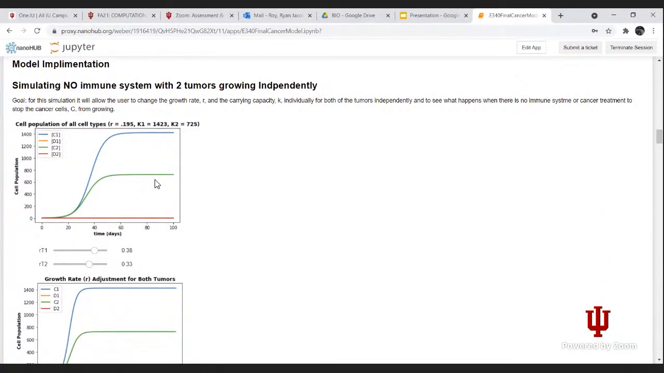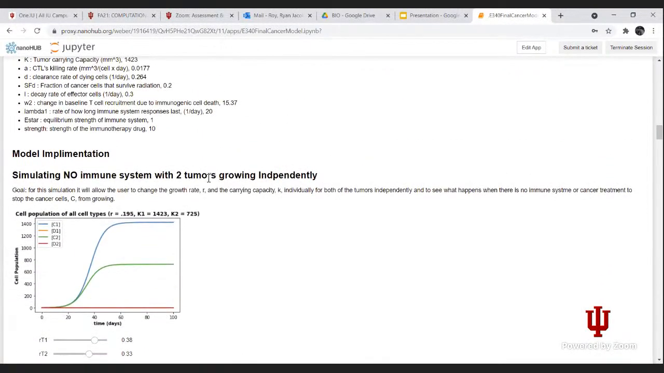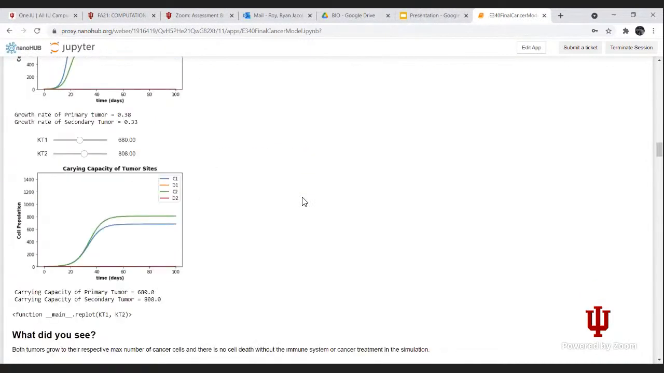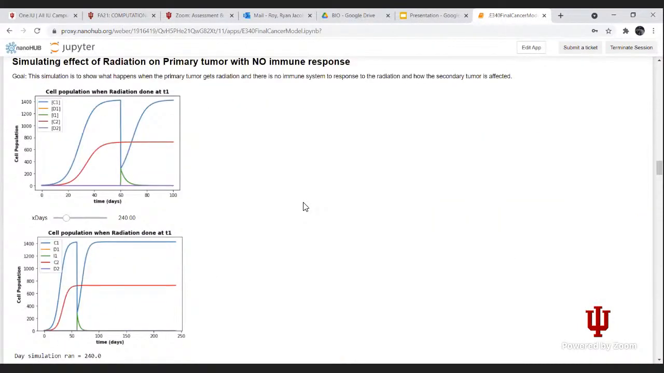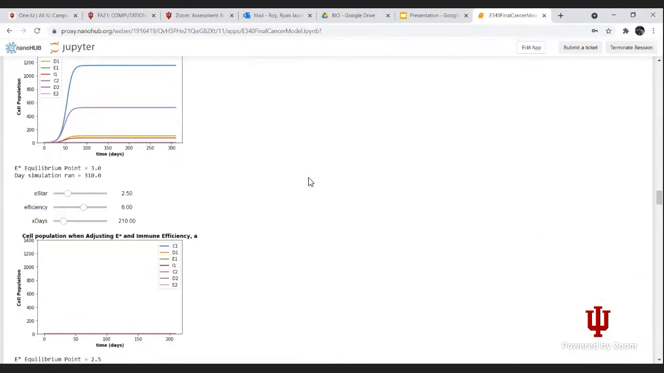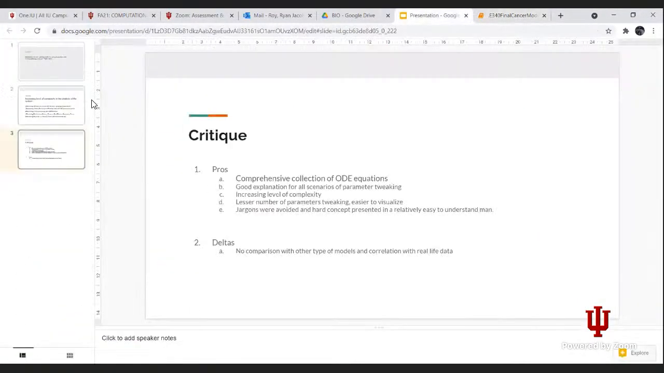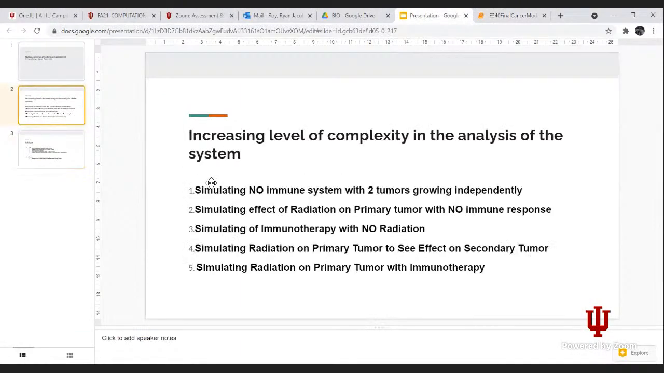Okay, so this entire experiment is structured in such a way that there's an increasing level of complexity, and there are five levels of complexity to be precise. First, they simulate an immune system with two tumors growing independently. Then they simulate the effect of radiation on the primary tumor without an immune response.